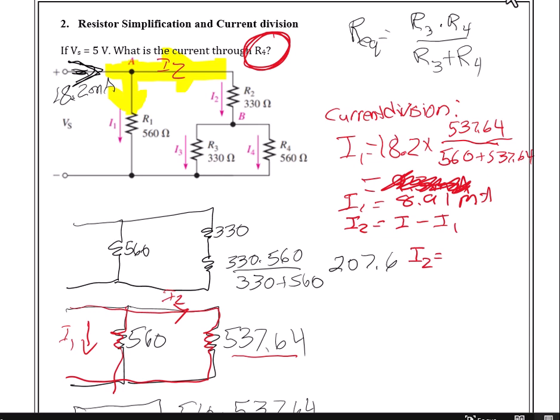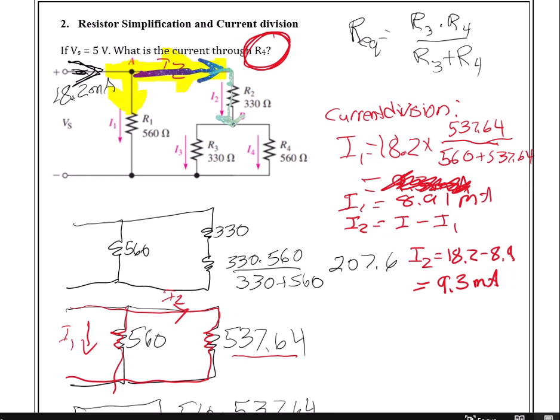Yes. And so I2 equals 18.2 minus 8.9, which is 9.3 milliamps. So we found that that's the part that's going through up here. It's the same that's going through R2. So we have 9.3 milliamps going to R2.